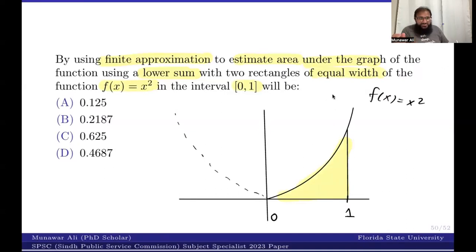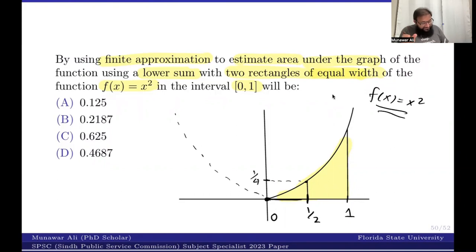Here I have to apply lower sums. So the first thing that you have to keep in your mind, you are going to make two rectangles of equal width. So I'm going to make a center at 1/2. And now I have two rectangles of equal width. But I'm going to apply lower sum. So within this sub-interval, the lower value is 0 and the upper value at 1/2 is this thing. And this value, 1/2 substituted in this function, is going to be 1/4.